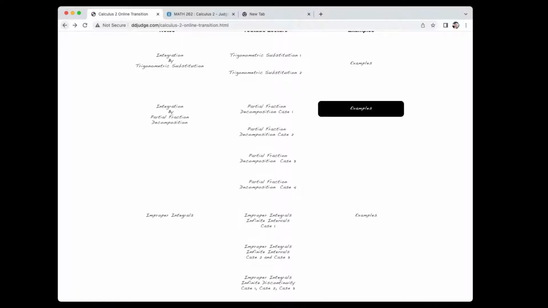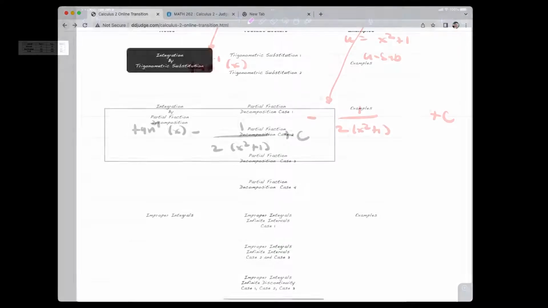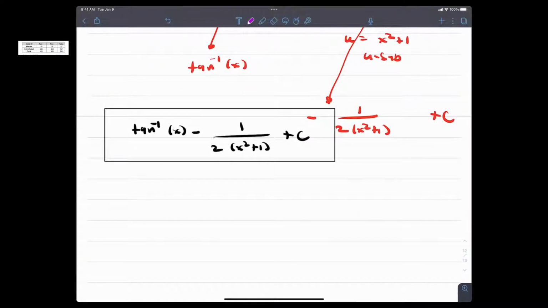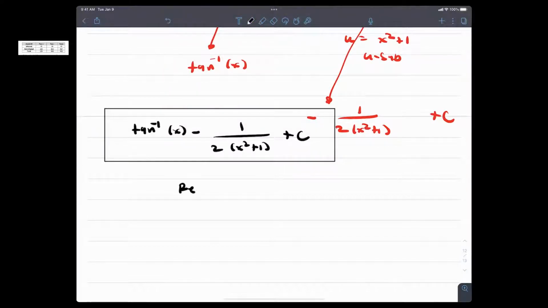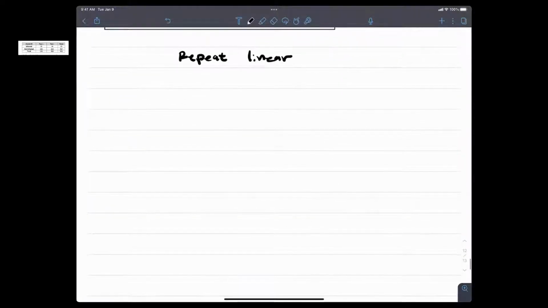Repeat linear. So let's preface this. Repeat linear. We'll give you an idea of what that means here. So you can have 1 over x squared, x minus 1 squared, dx.